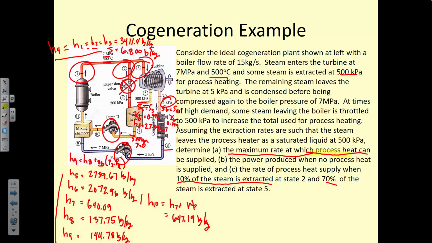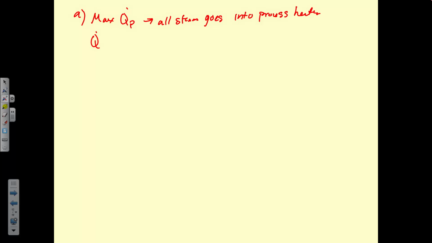Okay, so we've got those enthalpy values. Now let's start working on part A. The max Q dot P occurs when all steam goes into the process heater. So that means that Q dot P is going to be equal to the flow rate, all of the flow rate, times H4 minus H7. So we find that to be 41570 kilowatts.